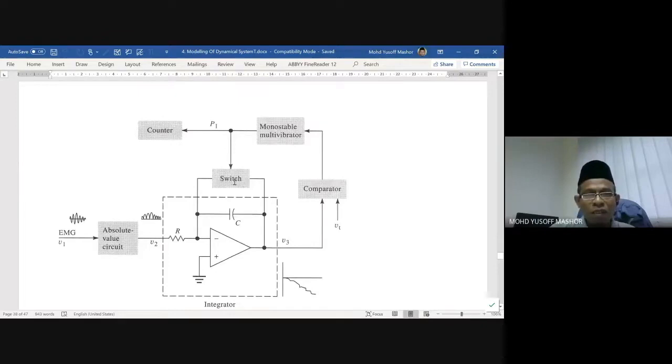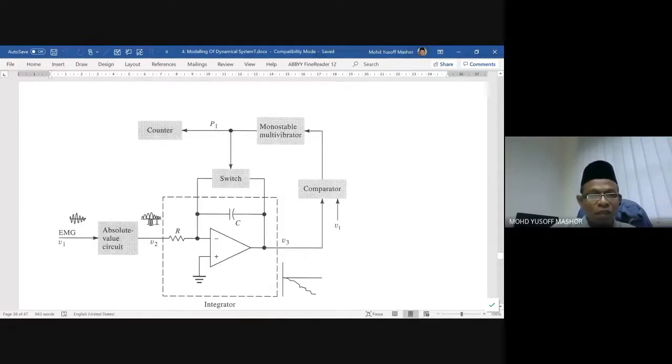When the switch is on, this C will discharge because we short circuit. Then we reset this to 0 again. Then we start to accumulate again until it produces V3 equal to Vt here, and the comparator will signal again. Then the switch will be closed, and the counter will go up by another one. So the process goes on. That's how we calculate the amount of work that has been done by EMG measurement.